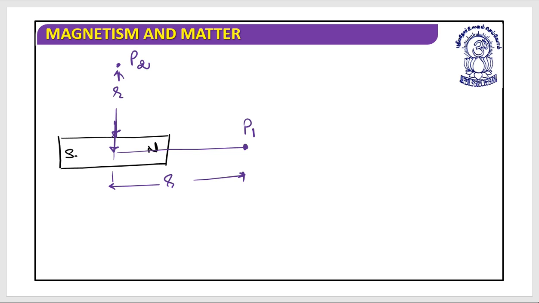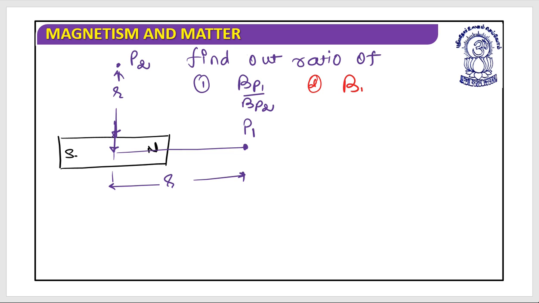So what they want is, find out the ratio of the magnetic field at P1 to the magnetic field at P2. Yes. So how could I do this?